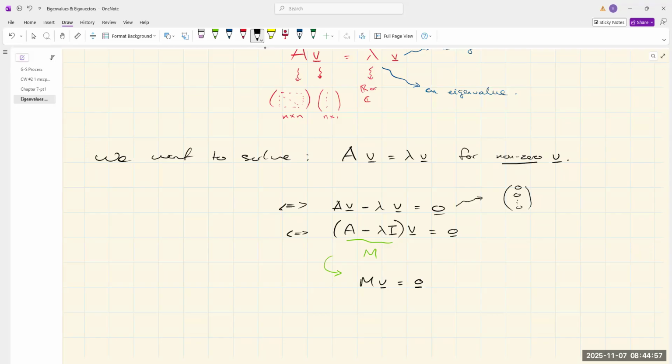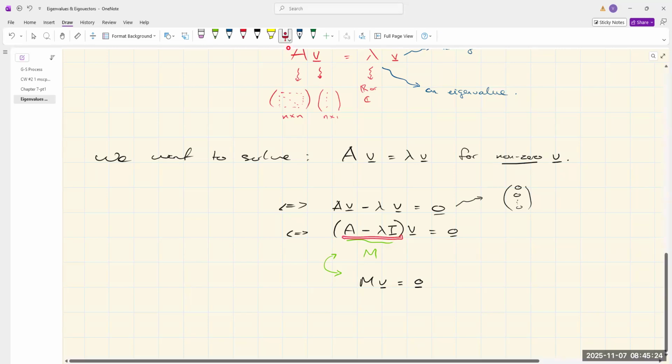And hey, we know how to solve that, right? We did this in the systems of linear equations, I think that one was chapter 5. A matrix times a vector equals 0, that's a homogeneous system. So that's the same as this one. All I did there was relabel this matrix, calling it M. I'm not doing anything fancy there.